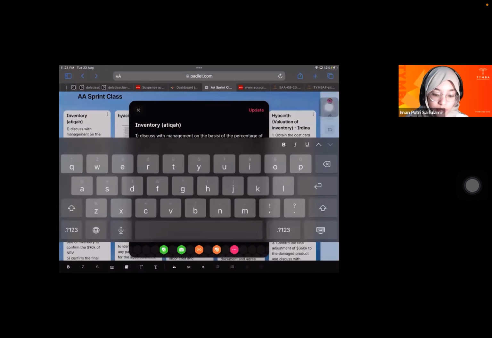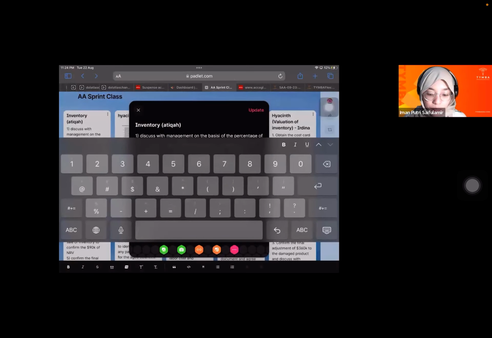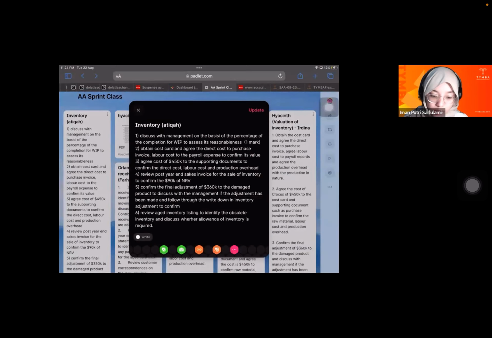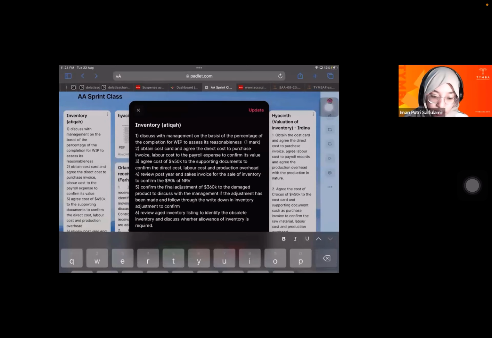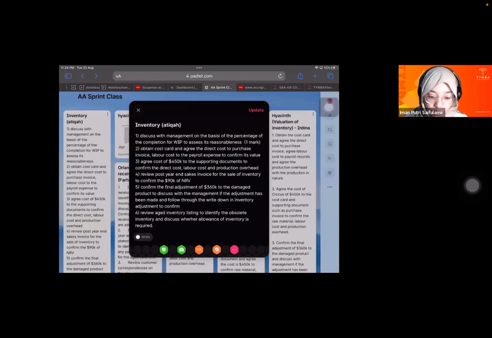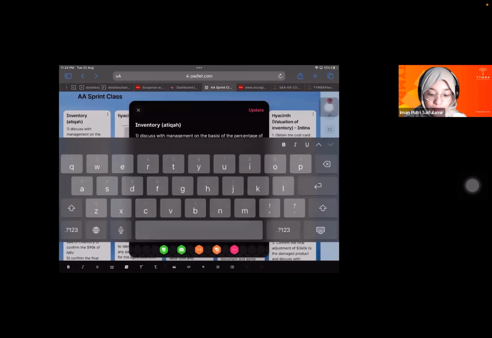Okay, to assess its reasonableness, 1 mark. Obtain the cost card and agree the direct cost to purchase invoice to confirm its valuation. Okay, so this is 1 mark.